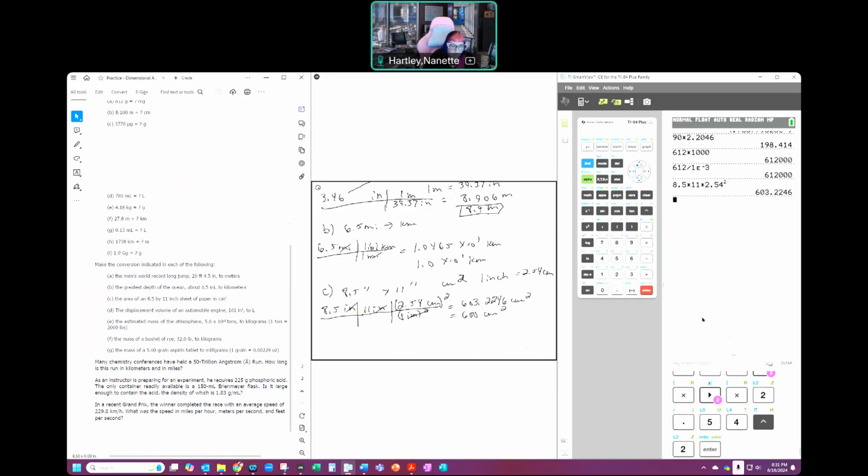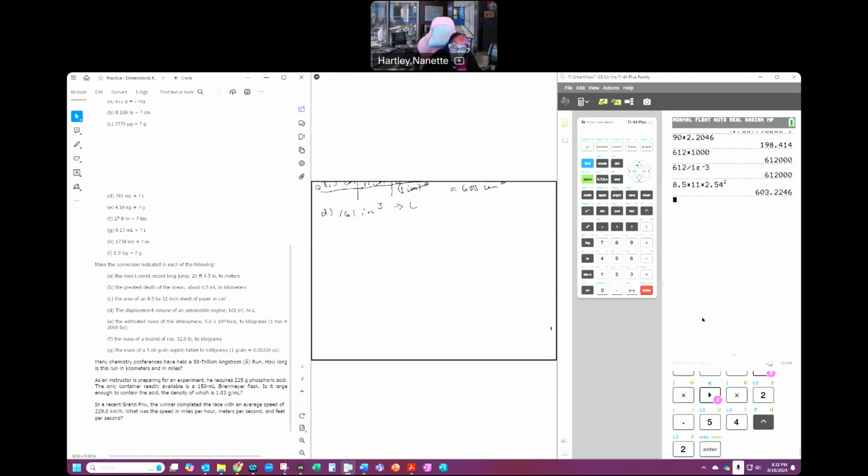Cool, awesome. The displacement volume of an automobile engine, 161 inches cubed to liters. Okay, inches and liters, inches and liters.